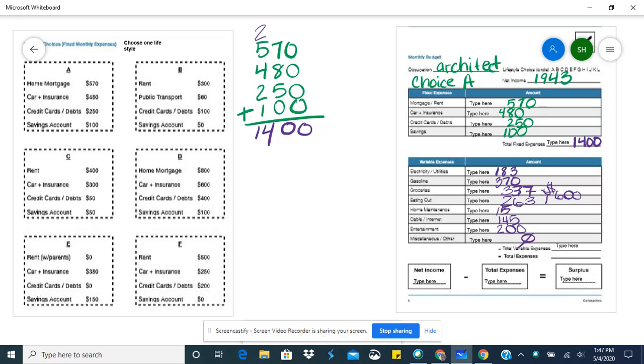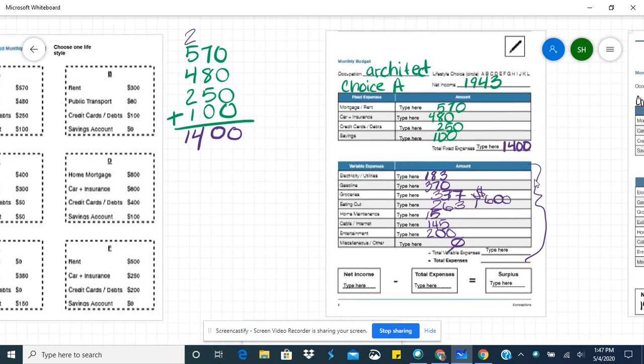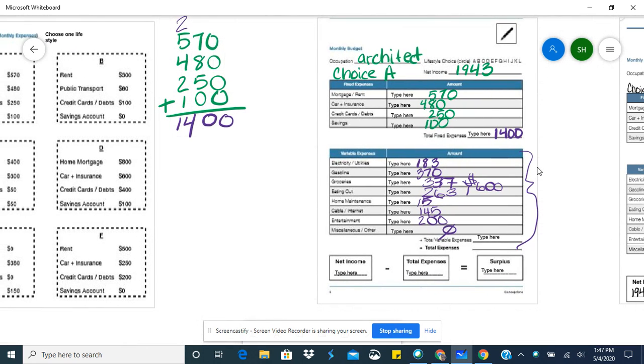So your total variable expenses are these right here. These are the numbers that you are going to calculate in order to see what your variable expenses are. These are things you can cut down on if you have to. You can edit them and change them to help you be a more financially stable person.